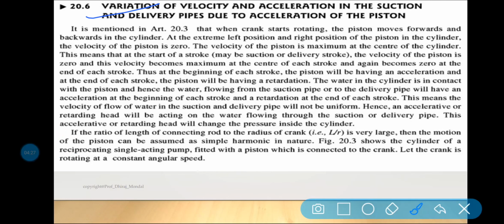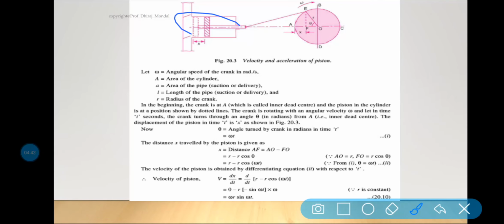Variation of velocity and acceleration in suction and delivery pipe due to acceleration of the piston. What is the variation of velocity and acceleration in the suction pipe as well as the delivery pipe due to acceleration of the piston? In the piston there will be some acceleration, because when the water is entering and thrust is given on the water, there is some fluctuation. Because of the fluctuation some jerk or acceleration will be created. Because of that, the variation of velocity and acceleration in the suction and delivery pipe will be discussed here. I think it is clear.